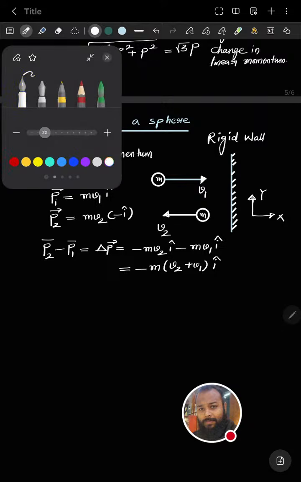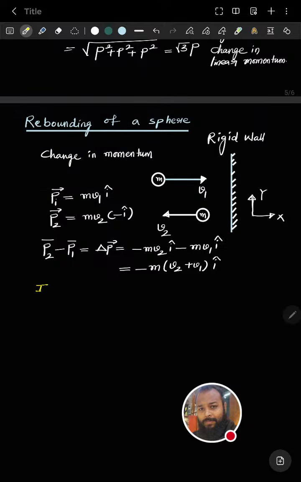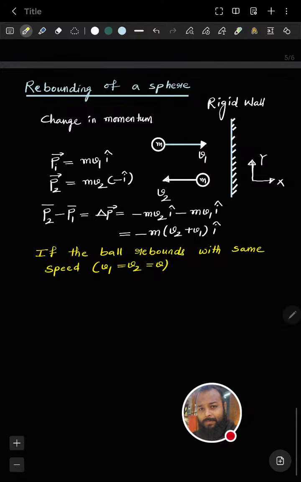So in this situation, if the ball rebounds with the same speed, so what do I write? Can I write v1 and v2 are the same and equal to v? So therefore I have to substitute this in. Then delta p bar is equal to minus m into v plus v into i cap. So this will give you minus 2mv i cap.